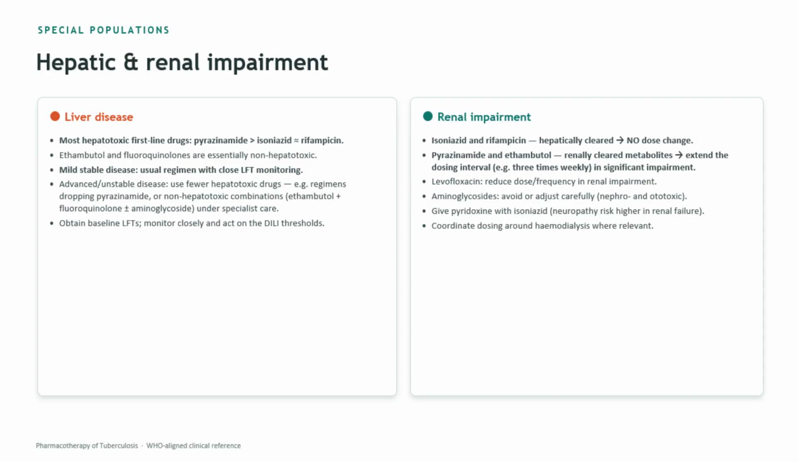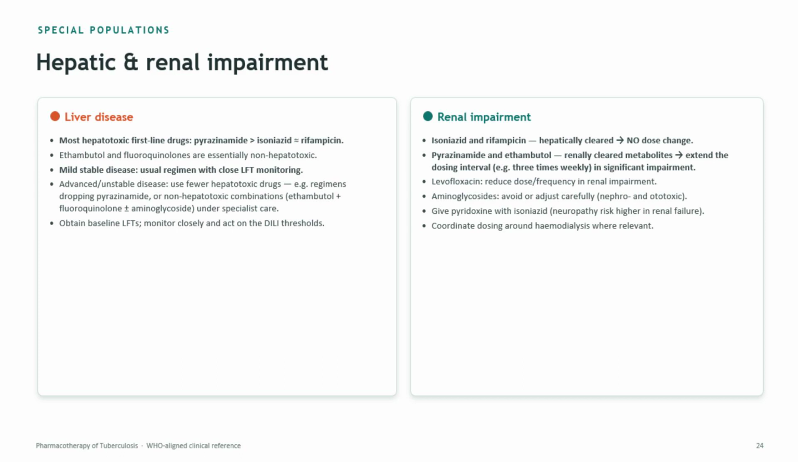Organ impairment, let's keep it clean. In liver disease, rank the culprits. Pyrazinamide is the worst. Then isoniazid and rifampicin roughly together. Ethambutol and the fluoroquinolones are essentially non-hepatotoxic, so they're your friends here. Mild, stable disease, usual regimen with close LFT monitoring. Advanced disease, drop the worst offenders and lean on the safer combinations under specialist care.